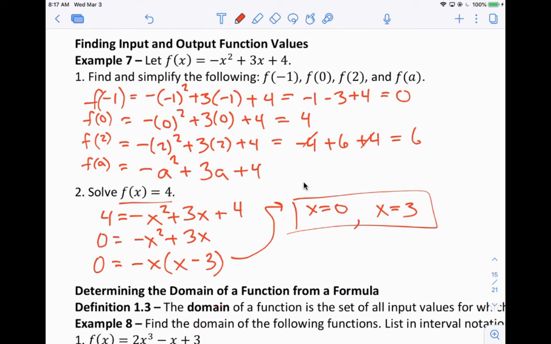Now remember, that doesn't negate the function. That's still a function because 0 gives us 4, and 3 gives us 4. What we would see on the graph is a quadratic. Passes the vertical line test. It's a parabola. What we don't want is plugging in something up here and getting two different answers.